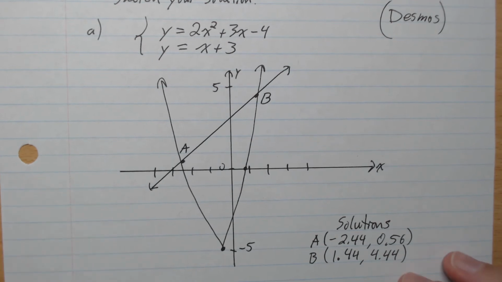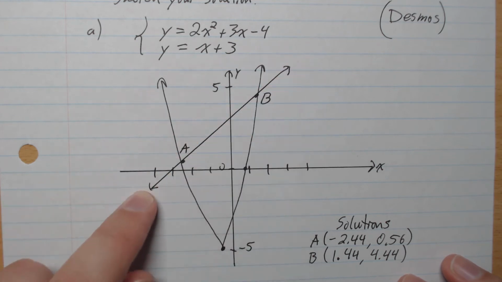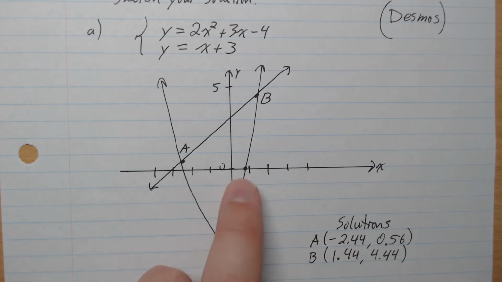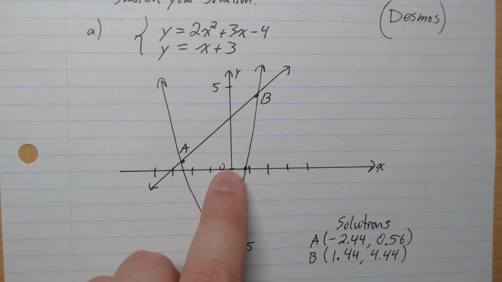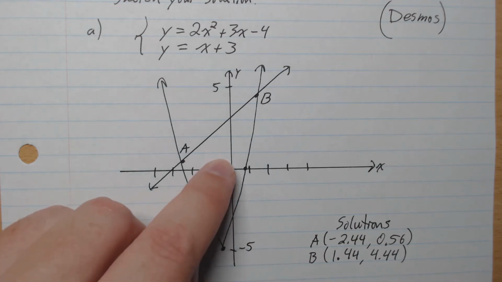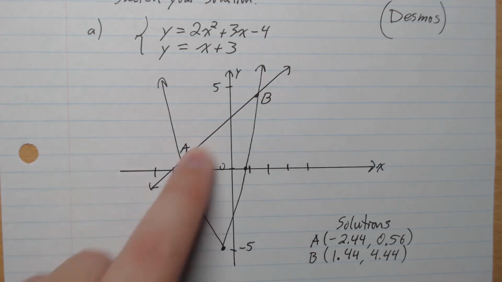We plug it into our calculator, we get the parabola like this, and then y equals x plus 3 like that. We got our intersection point A, negative 2.44 x value, y value is 0.56, right? So you see 1, 2, and a bit, and then up 0.56 like that. Our other solution B, 1.44, so you see it's 1 and a little bit to get at 1.44, and then the y value is 4.44, right? 1, 2, 3, 4, and a little bit like that. And so these two solutions are the intersection points of the two graphs.